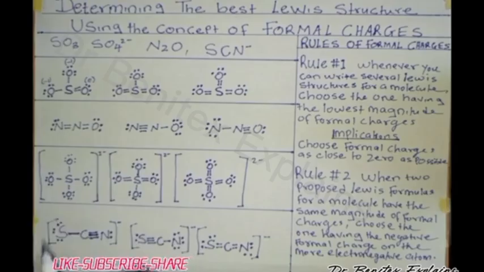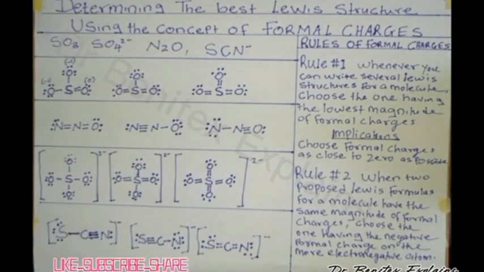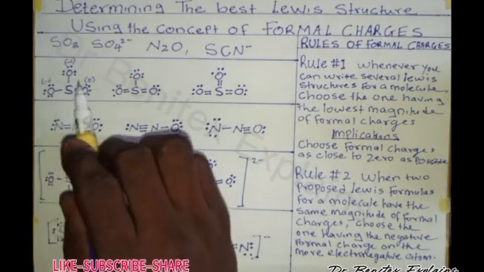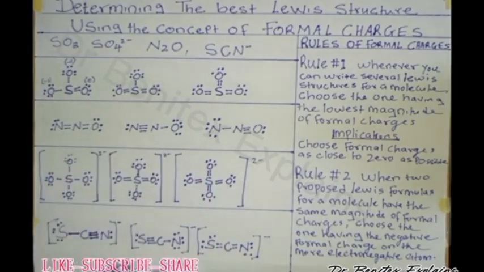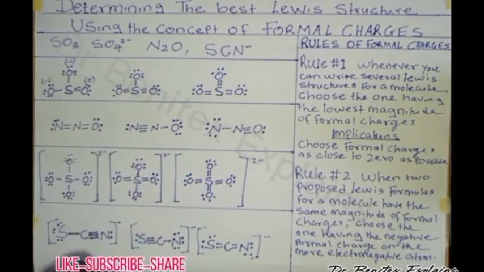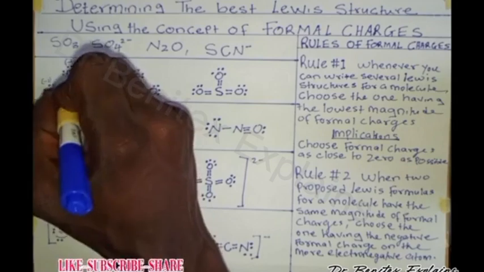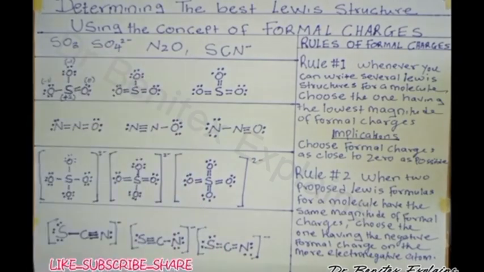We are not done. Let's get the formal charge on sulfur. Sulfur is in group 6. So I'm going to have 6 minus, how many bonds are there around sulfur? 1, 2, 3, and 4. There are 4 bonds there. 6 minus 4. How many dots are there? There are no dots. So 6 minus 4 is equal to +2. Now that we are done with the first structure of SO₃, let's go to the second structure.